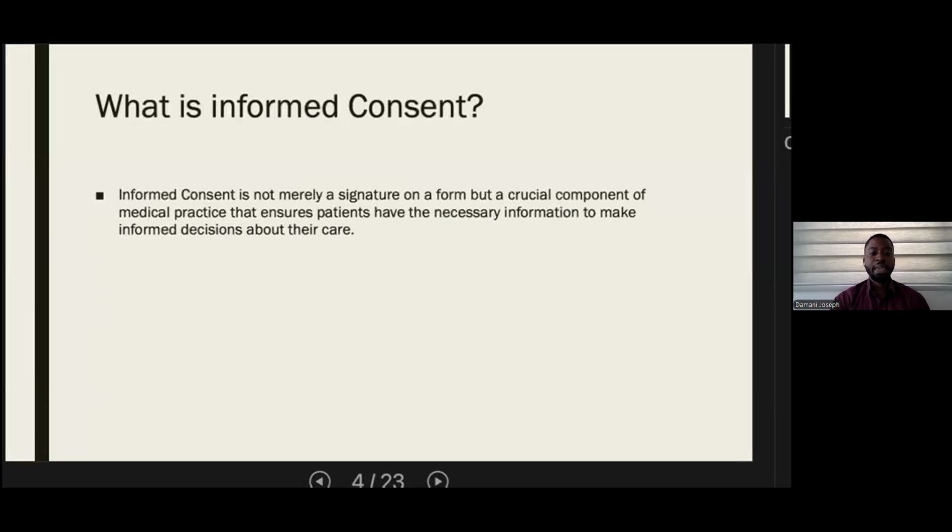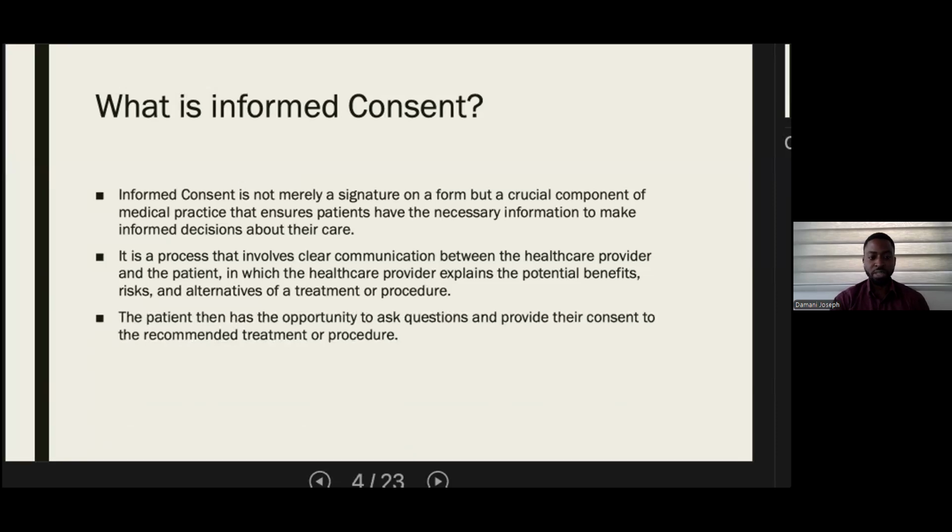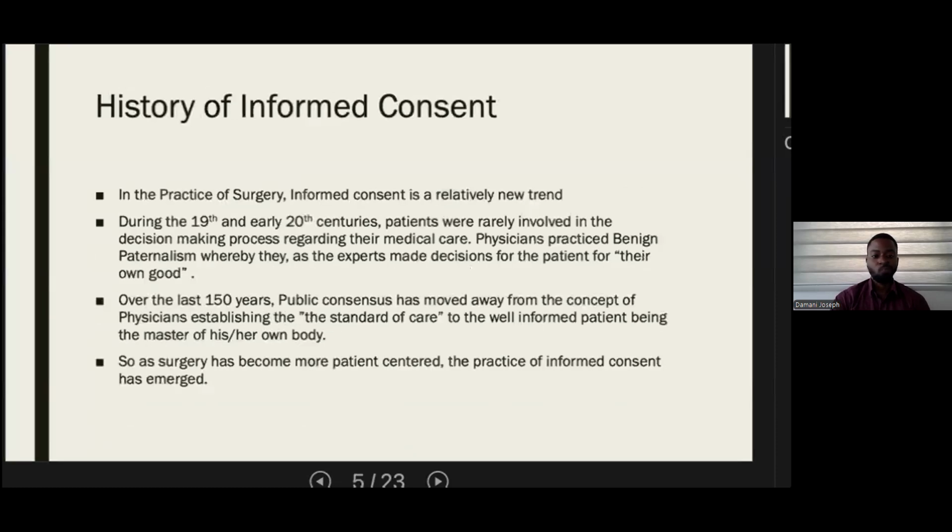So what exactly is informed consent? It is not merely a signature on a form, but a crucial component of medical practice that ensures patients have the necessary information to make informed decisions about their care. It's a process that involves clear communication between the healthcare provider and the patient, in which the provider explains the potential benefits, the risks, and the alternatives of a treatment procedure. The patient then has an opportunity to ask questions and provide their consent to the recommended treatment or procedure.